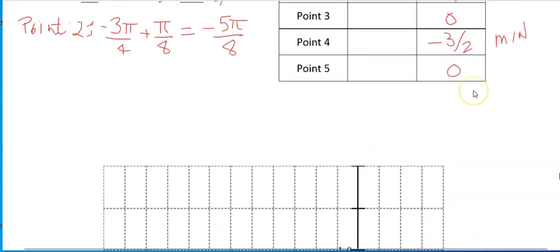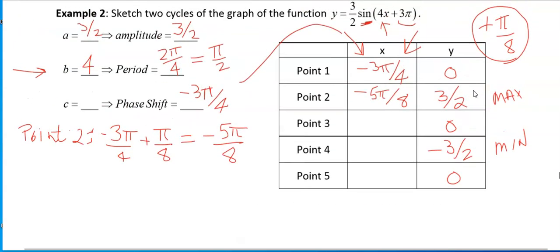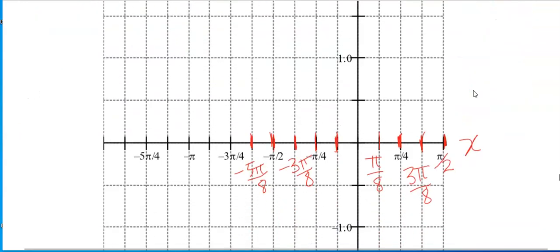Okay, so when you see in this table right here, negative 5 pi over 8 and 3 pi over 2, there's your negative 5 pi over 8. There it is.